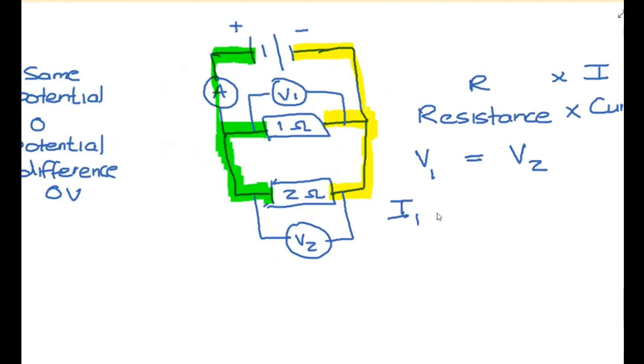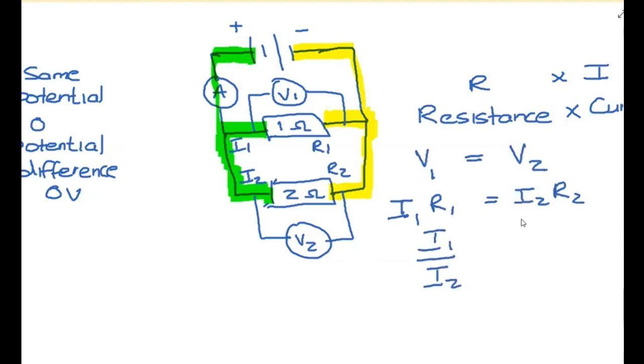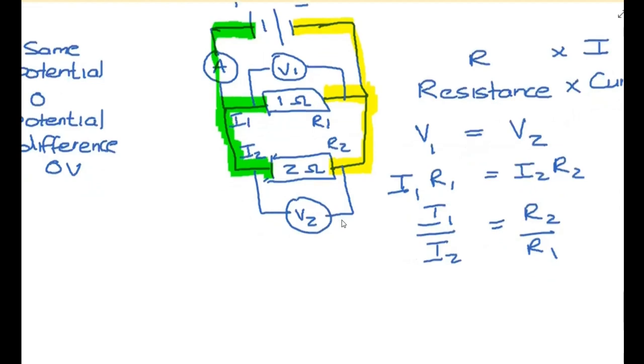That means the current through resistor 1 times resistor 1, so we're going to make that I1 and R1, and this I2 and R2, must be equal to I2 times R2. Which means that I1 over I2, if you want to think of a ratio, is R2 over R1. So essentially, what is that saying? That when we're in parallel, the smaller resistor, which is the 1 ohm, has got to get the bigger current, because I times R must be the same V in both branches.